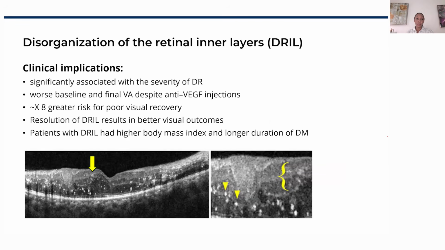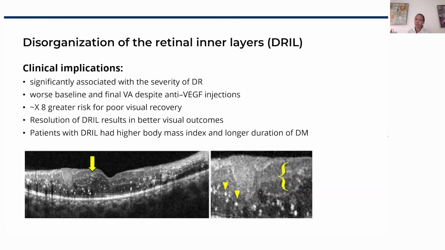So what are the clinical implications? The studies have shown that DRIL is associated significantly with the severity of diabetic retinopathy. You have a worse baseline vision and your final vision despite anti-VEGF injections. So it may not do well with anti-VEGF injections when you see disorganization of the inner layers. There's an 8 times greater chance that you will not have a good visual recovery.